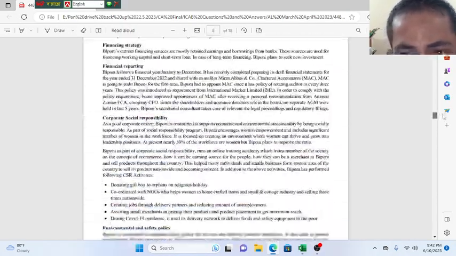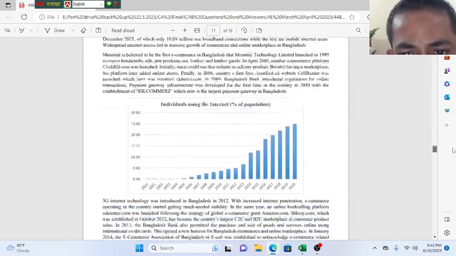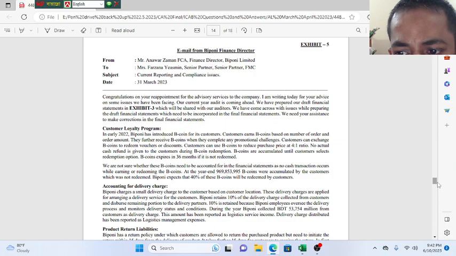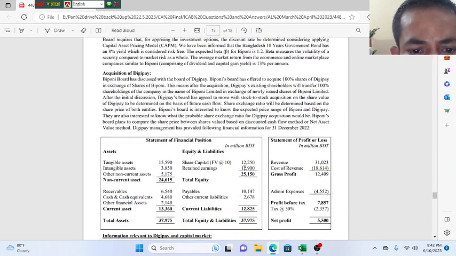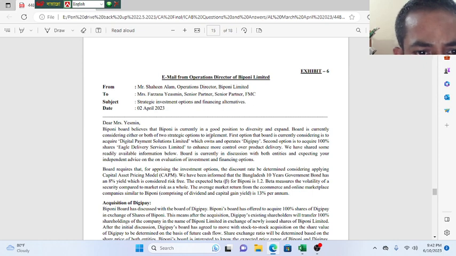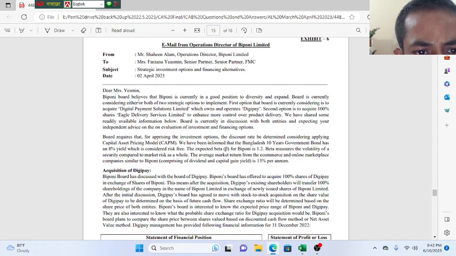that is on page number 15, Exhibit 5. This is the finance option part. The Biponi board believes that Biponi is currently in a good position to diversify and expand. The board is currently considering either or both of two strategic options to implement.